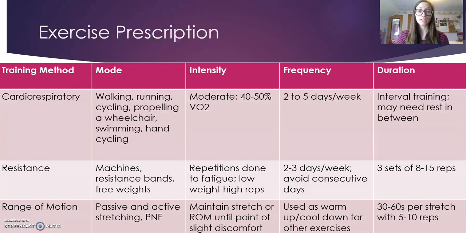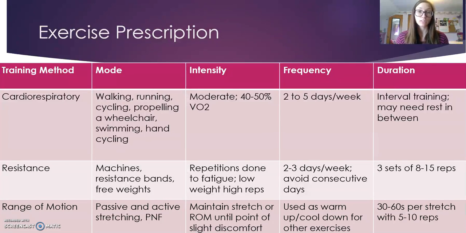And then resistance training, so machines and resistance bands are the preferred method. However, if the individual has the balance and stability, then free weights may be used under supervision. Repetitions for resistance training should be done to fatigue, which means low weights, high repetitions. Until they progress a little bit more, they can start to use higher weights with lower repetitions, and these should be performed 2 to 3 days a week, non-consecutively. And 3 sets of 8 to 15 reps should take the individual to fatigue for each exercise.